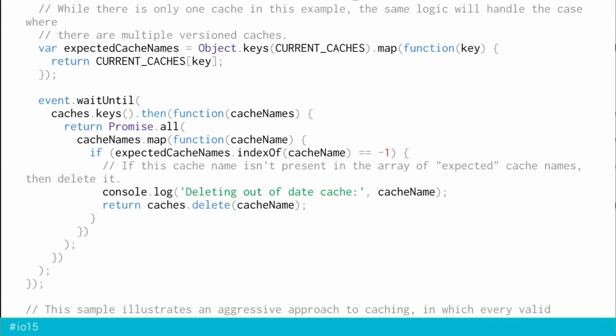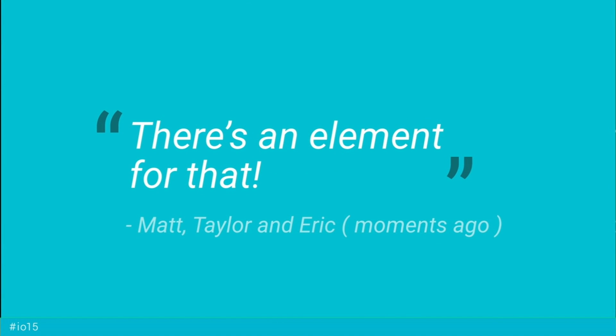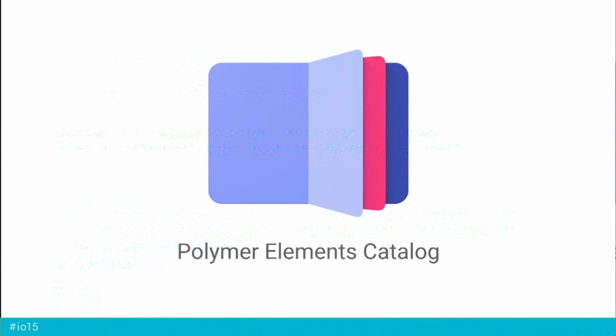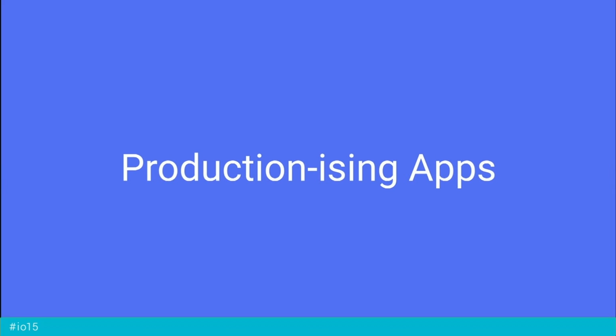Now, when it comes to Service Worker, it's a fantastic set of APIs, but there's still a lot of configuration required to get this set up. Thankfully, there's an element for that. We dive into the Polymer Elements catalog that Taylor was talking about earlier. We can see that we've got access to Service Worker caching with the platinum set of elements. So here, we're declaratively registering our Service Worker and setting up a caching strategy in just a few lines of code. Here, I'm saying that my caching strategy is going to be network first. I'm just passing in a list of the files that I would like to be pre-cached.